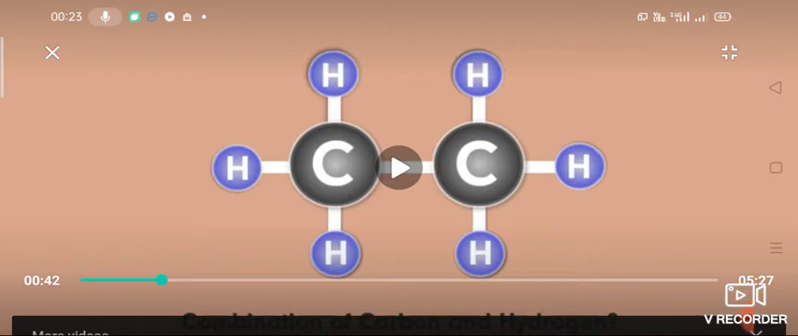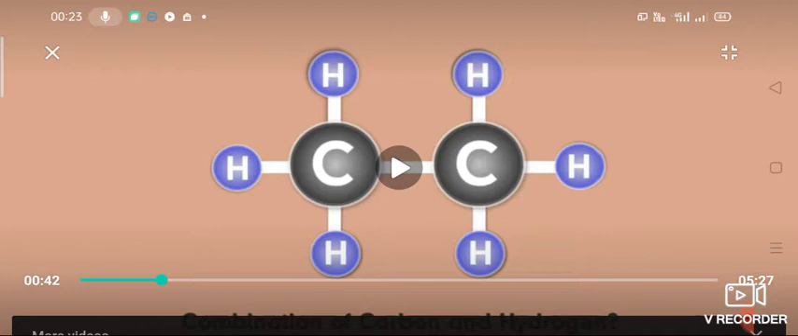Whenever you have to draw the structure, you have to keep it in your mind: one carbon has to be combined with 4 atoms. Around one carbon there should be 4 bonds. The 4 bonds can be either single bonds, or double bonds, or triple bonds.